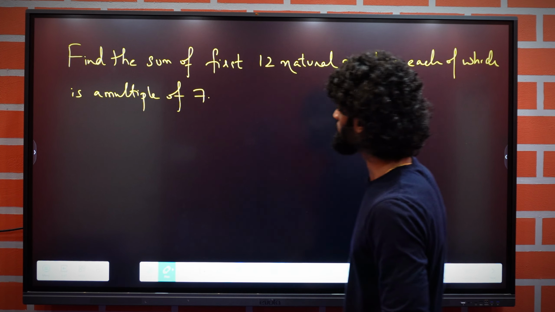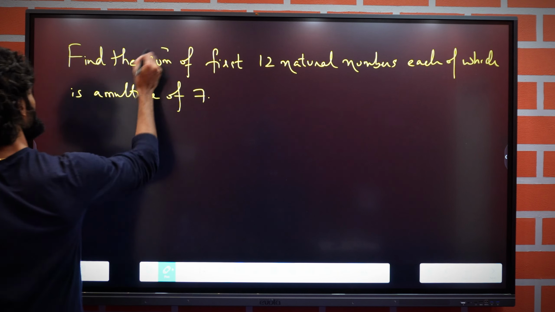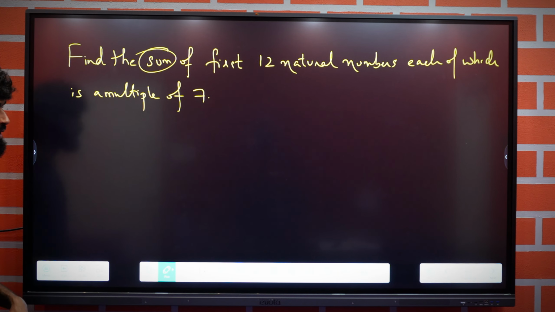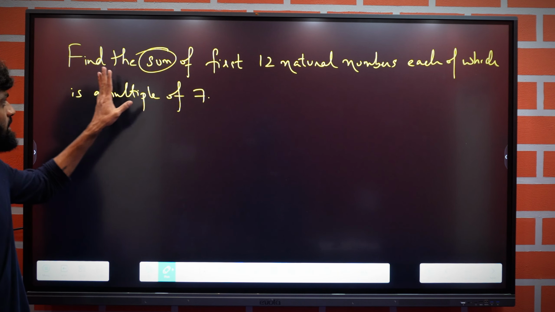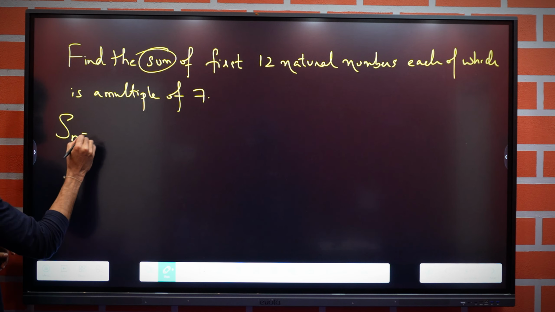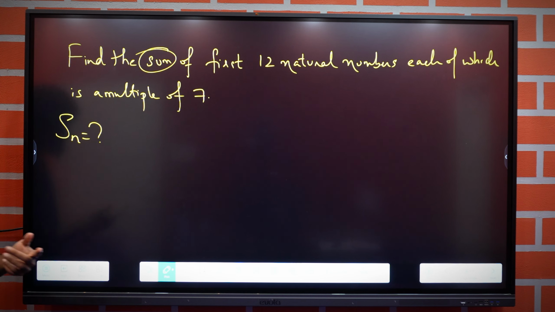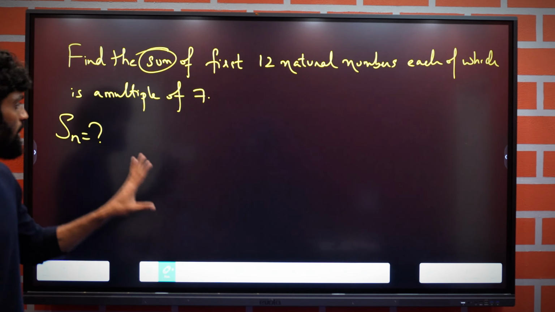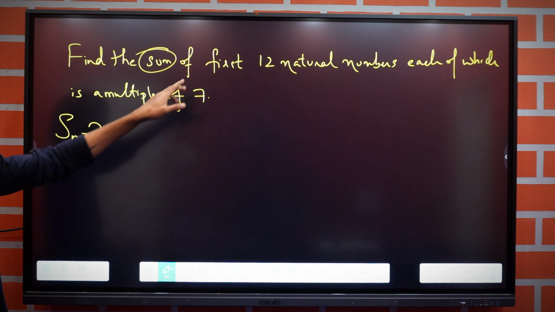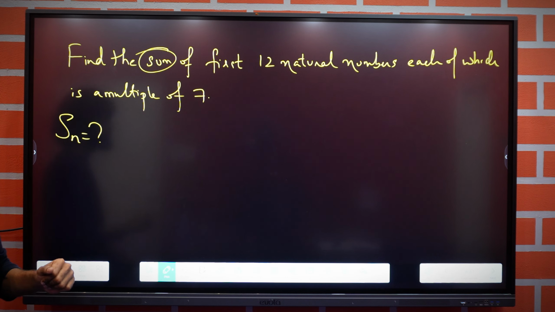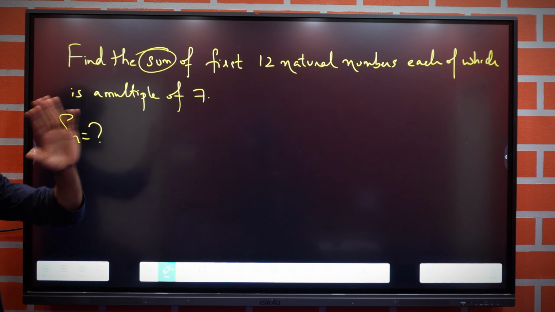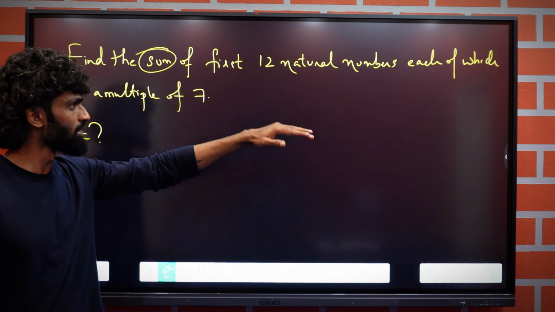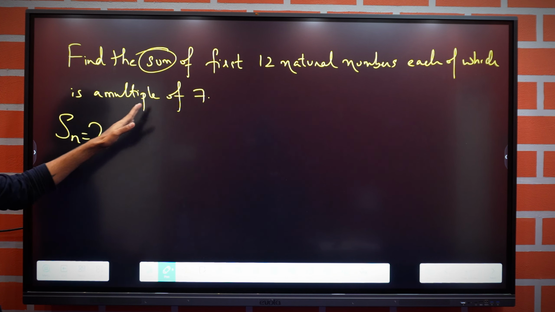Next, find the sum. Okay, this is where your second set of formulas is required. Let's think. Find the sum, meaning Sn is the question mark. I think step number 1 is important: you have to understand what to find. Getting it? So Sn and Tn, what is required in this question? Sn is required. Of the first 12 natural numbers, each of which is a multiple of 7.